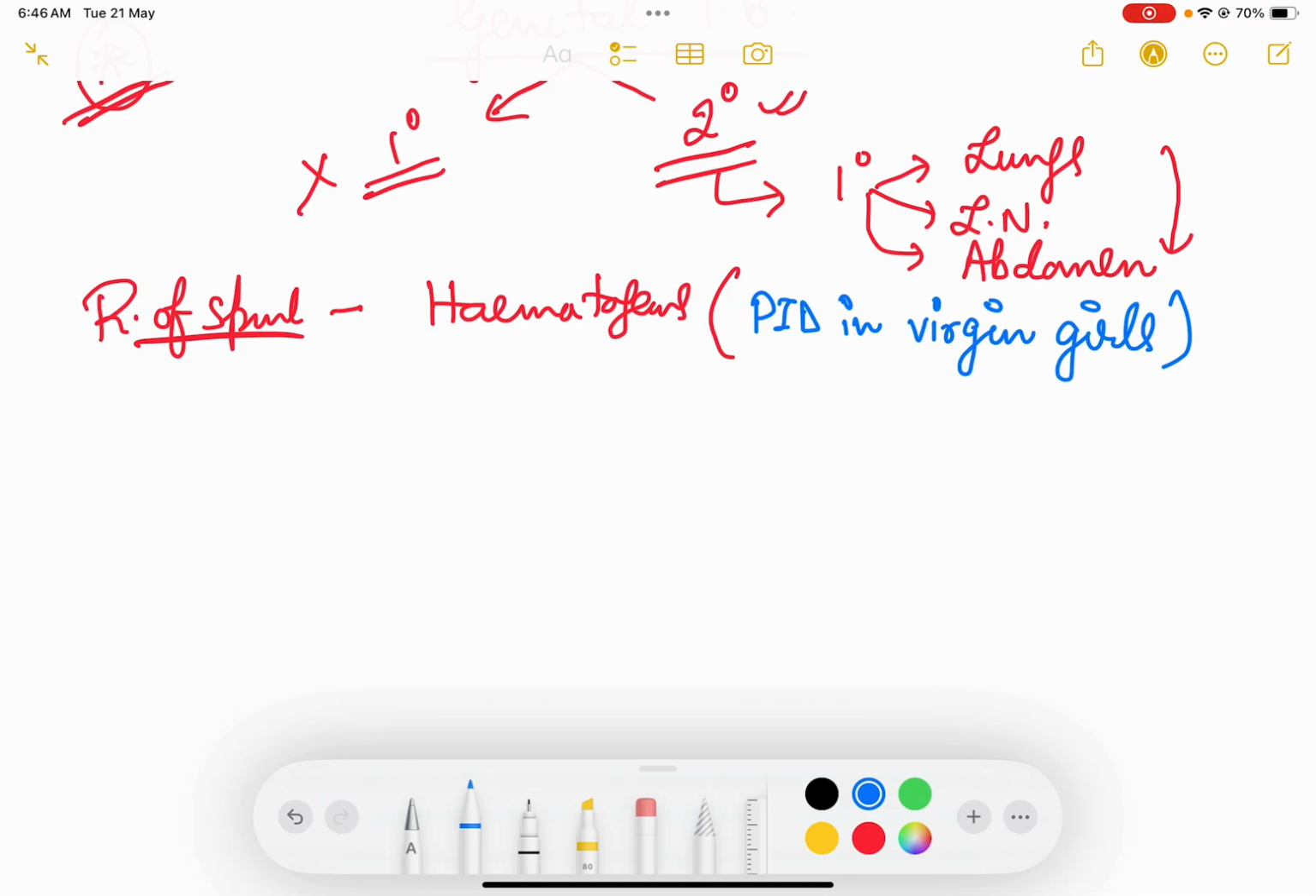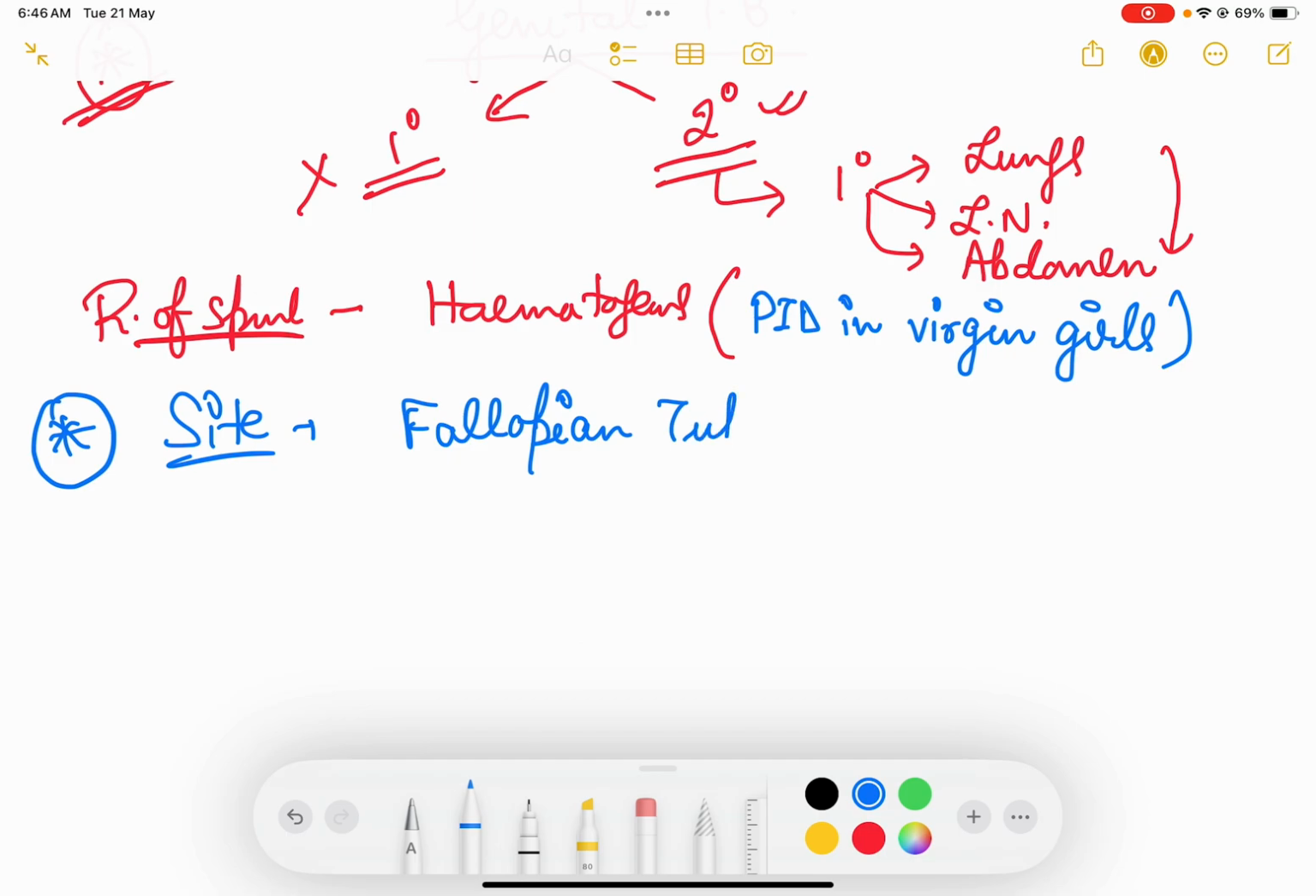It will spread from the PID to the genital tuberculosis, that is, to the tubes. Most common site of genital tuberculosis is the fallopian tube. Remember, the fallopian tube is the most common site. The second most common site is the endometrium of the uterus. Bilateral fallopian tube involvement occurs, because it is secondary and comes through hematogenous spread.